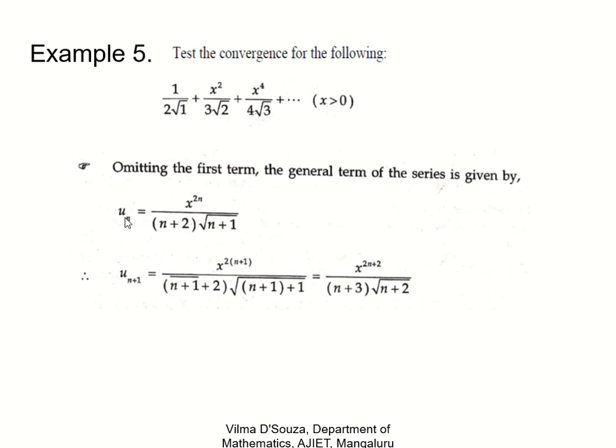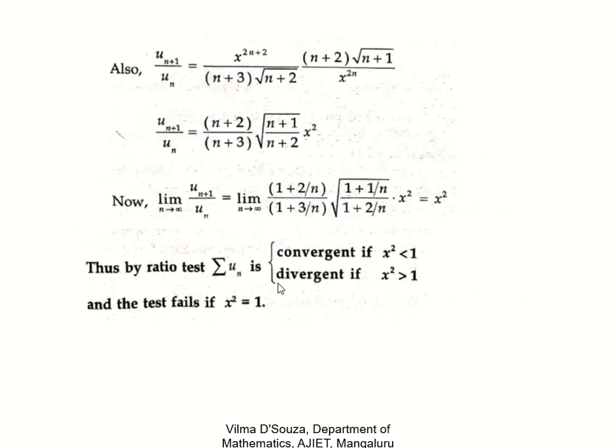So replacing n by n plus 1, what is u_{n+1}? It is x to the power 2n plus 2 divided by (n plus 3) into root of (n plus 2). Write u_{n+1} by u_n. u_{n+1} is x to the power 2n plus 2 divided by (n plus 3) into root (n plus 2), divided by u_n, or into (n plus 2) root (n plus 1) by x to the power n.